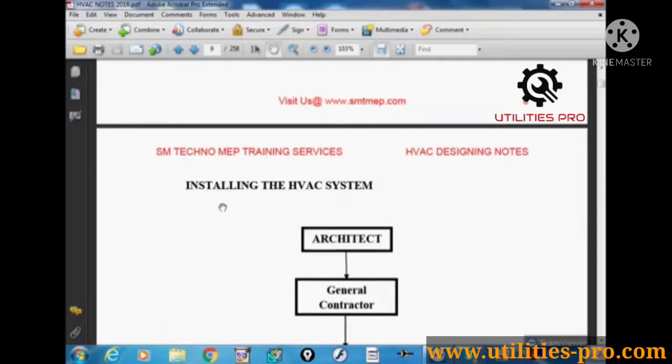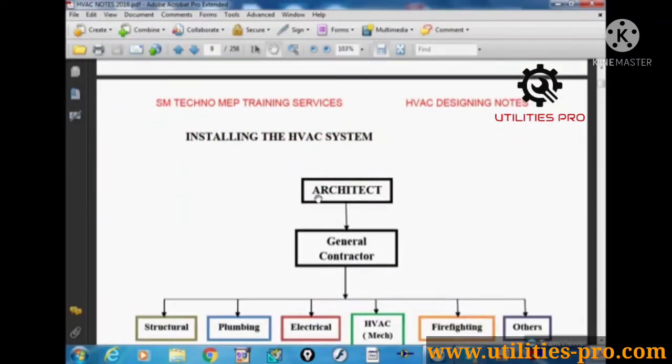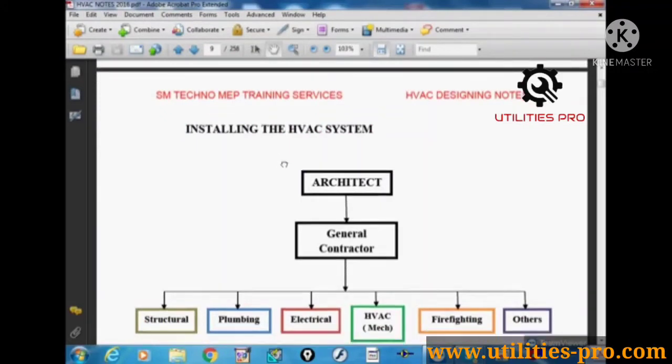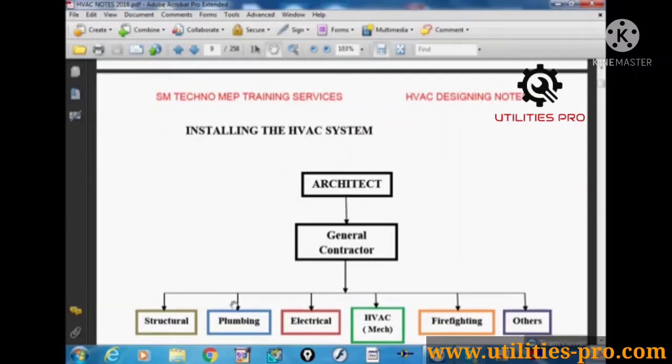The drafting faculty will give you the steps involved in drafting, and the estimation faculty will provide you the steps involved in estimation. So directly after designing, in the notes for designing and installation, you'll find installing the HV system. Okay. So installing means what? Site execution, the work on site.